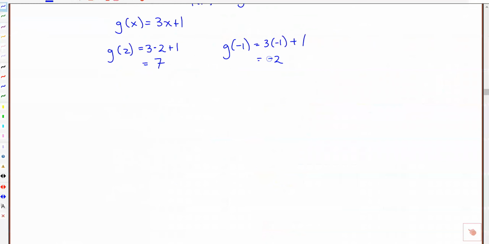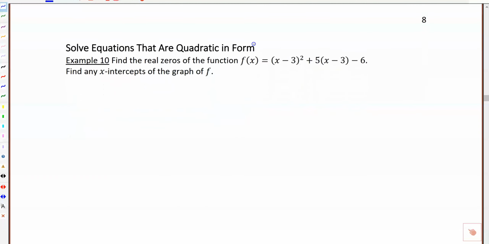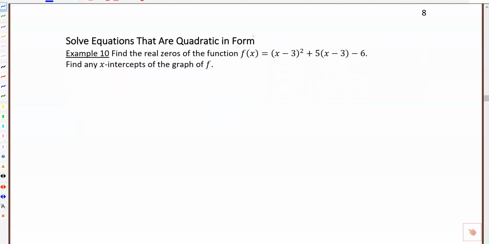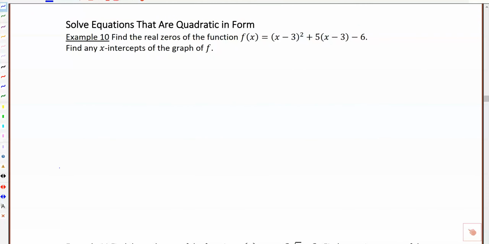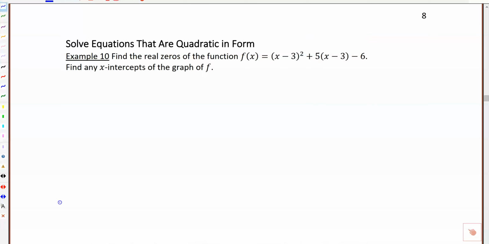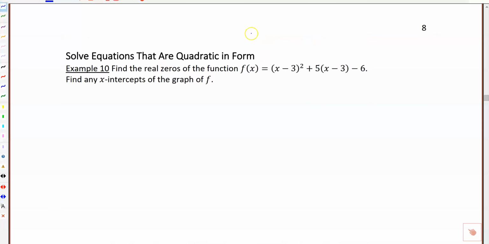So the last thing that we are going to look at, if we haven't done enough in this section, is to look at problems that are quadratic in form. They're not necessarily going to be a true quadratic, but they're going to behave like your quadratic equation. As a reminder, your general quadratic equation is ax squared plus bx plus c is equal to 0. So specifically, you have a squared term, and then a linear term, and then a constant. That's going to be your general prototype for your quadratics.